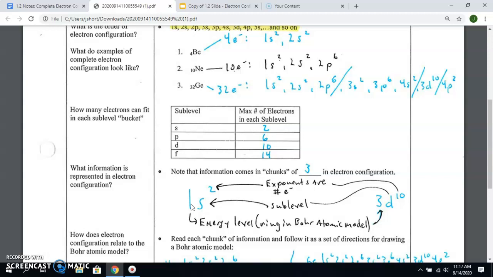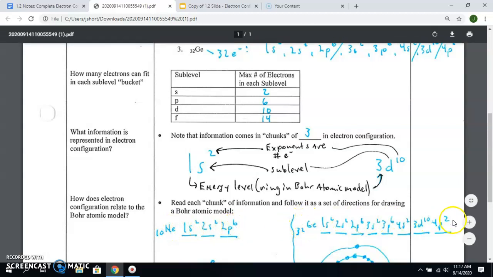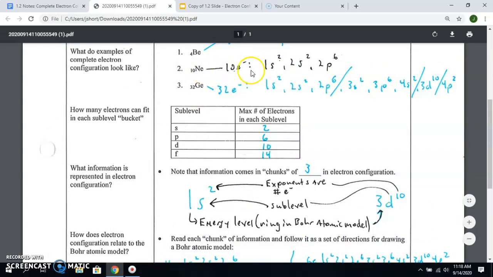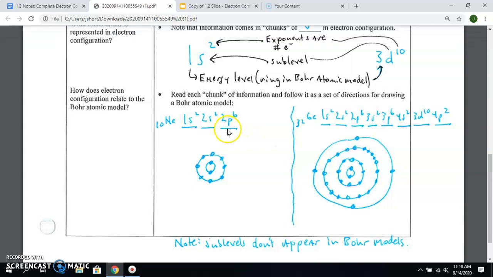Okay, so you can see down below what we're going to do is we're going to take a look at the electron configuration for neon and for germanium. We've already got those written right up here, but I've rewritten them down below. This is how you take an electron configuration and turn it into a Bohr atomic model, here or here. So what you do is you write the complete electron configuration, and then you read it and you follow it as a series of directions.